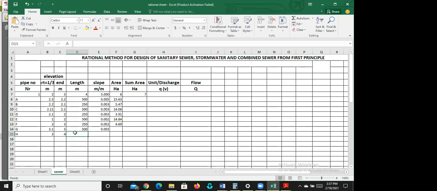H, the length is 125. The slope is 1 in 600. I is 125. 14.06. So we have done this.